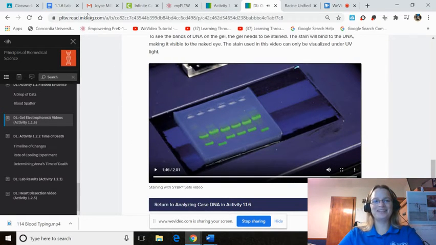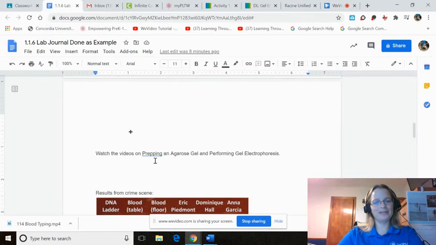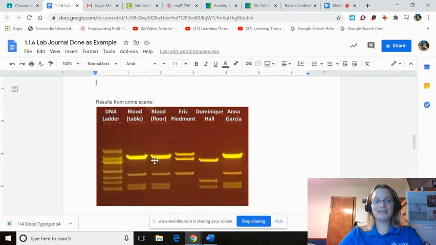Pretty cool. All right, so let's go back to our lab journal. We watched the videos, yay. Here are the results from the crime scene. Here's the ladder, the blood from the table and the floor. And before we compare them, what do you notice about those two samples?